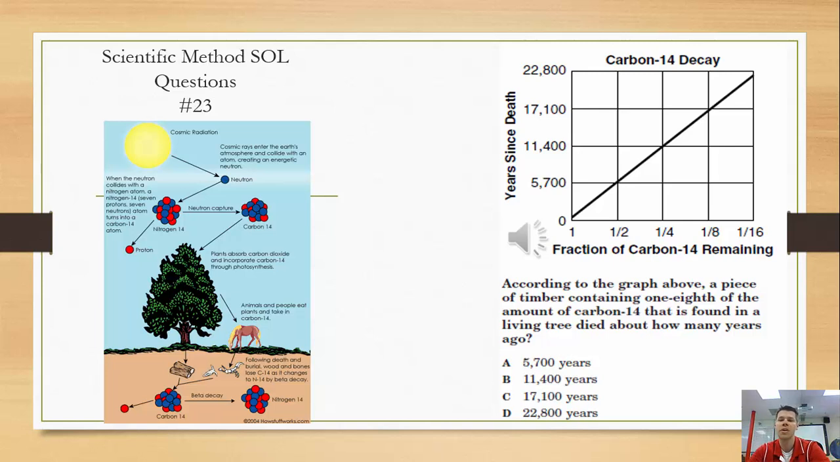All right. According to the graph above, a piece of timber containing 1/8, here's our 1/8, look at our 1/8 right here, of the amount of carbon-14 that is found in a living tree, died about how many years ago? So all you have to do is just read the chart. We go up and we find 1/8 of the amount of carbon-14 means that this tree died 17,100 years ago. So our answer is C, 17,100.